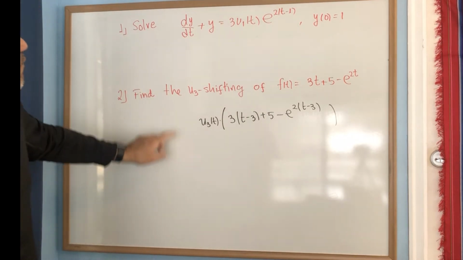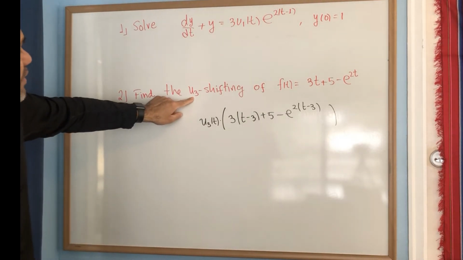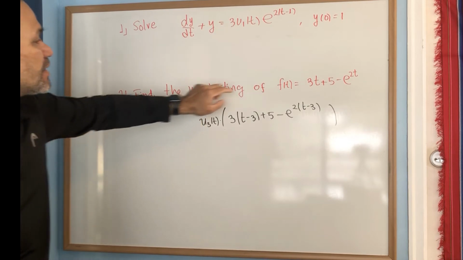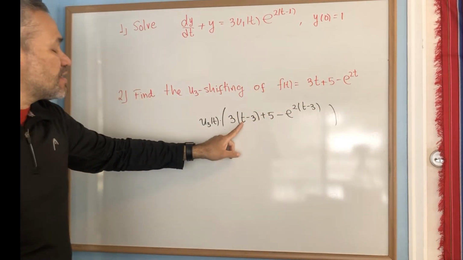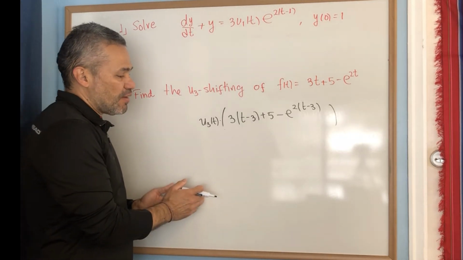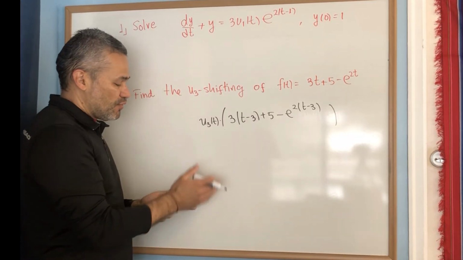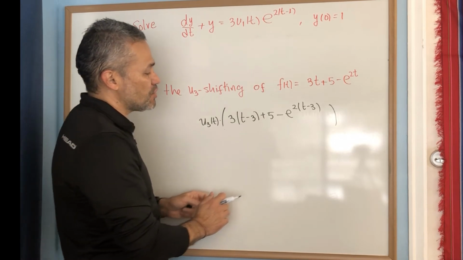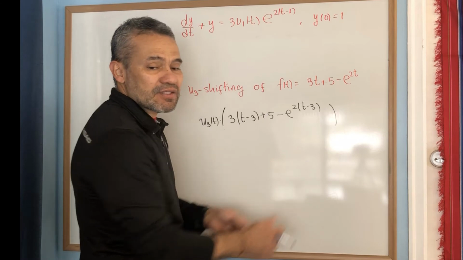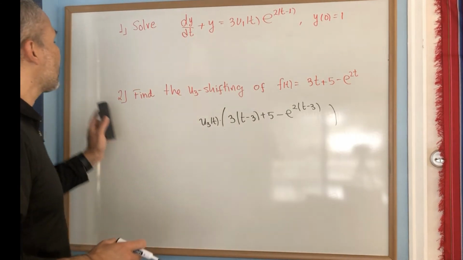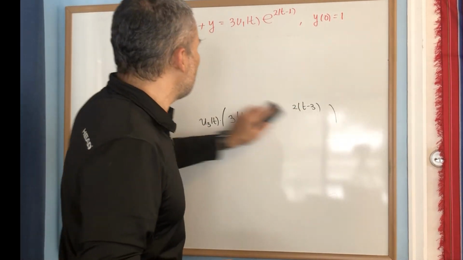Then when we want to find the ua shifting, we have to add the Heaviside function, and anytime we see that t, we change it with t minus a. And when the ua shifting is given and we want to find the original, then we have to forget about the ua of t, the Heaviside function, and anytime I see that t, I need to change it with t plus a. Let's do the last problem.